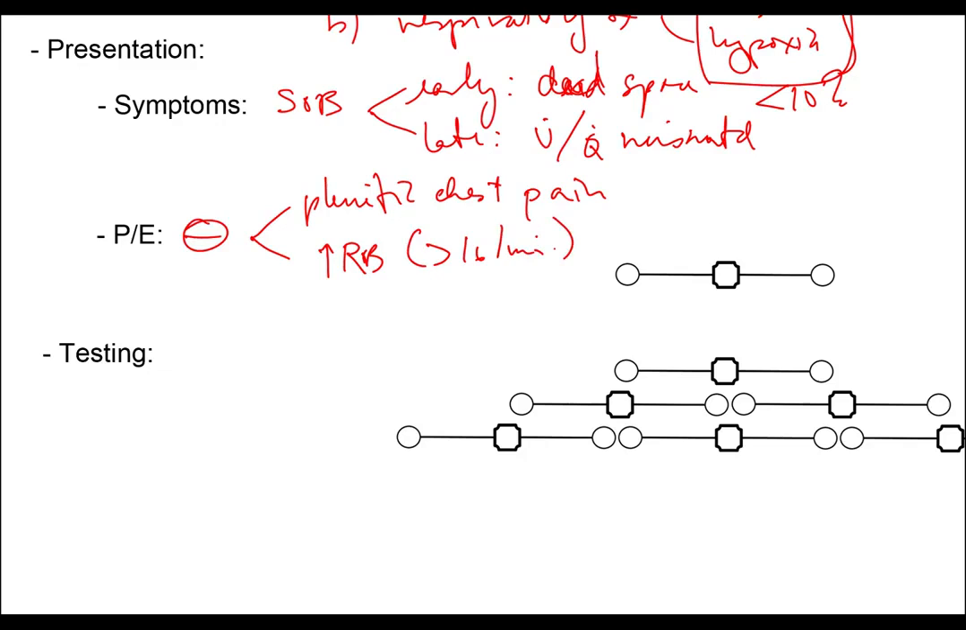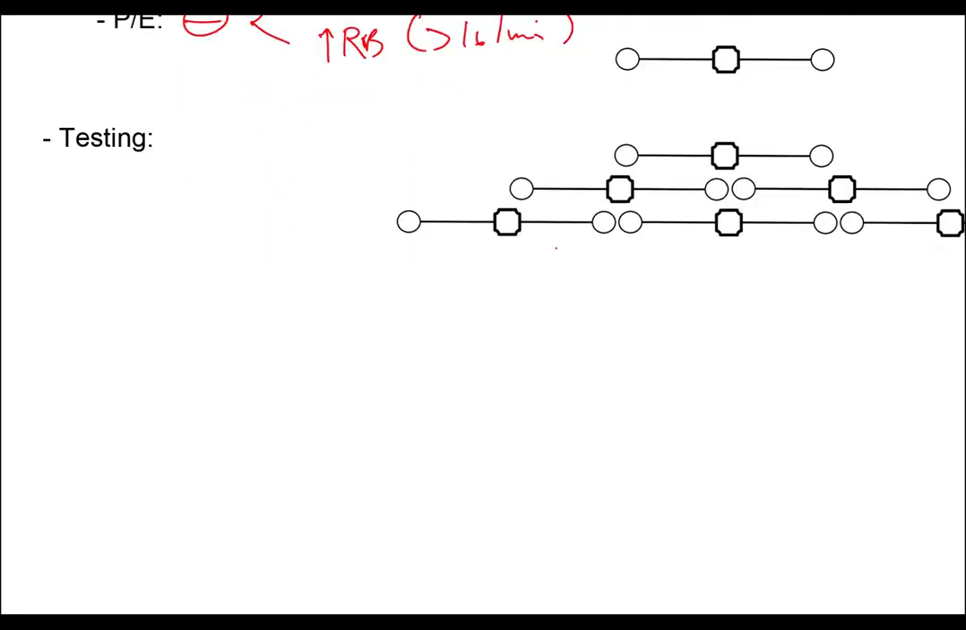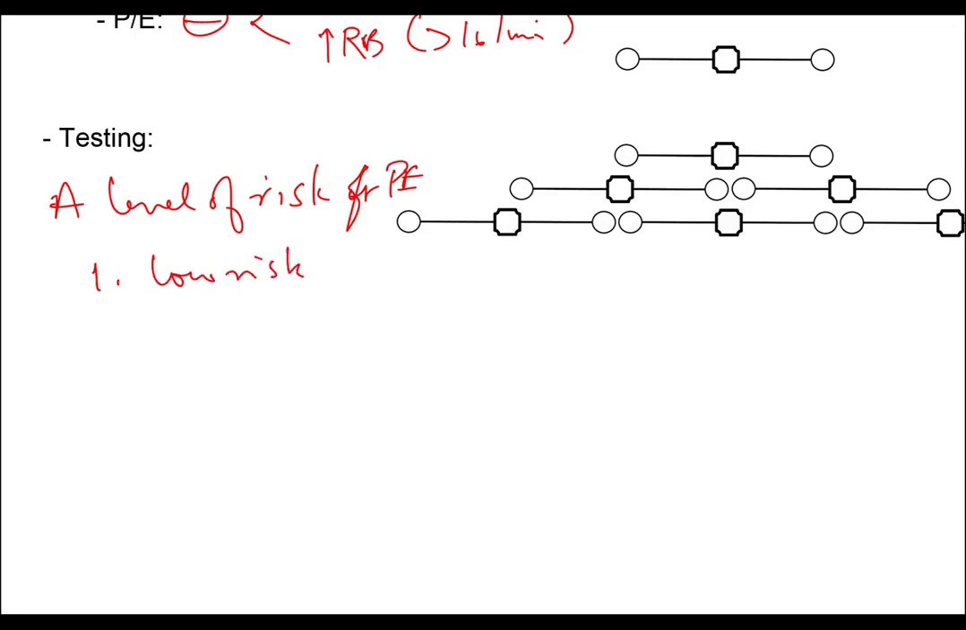So what are you going to do in testing? The key to testing is to understand what is the level of risk. What is the likelihood this patient has a pulmonary embolism? And you're going to look at two different levels. You're going to look at patients that have a low risk, because these are patients in which all you're going to do is a D-dimer test. If they have a high level of risk, then you're going to do a CT angiogram.